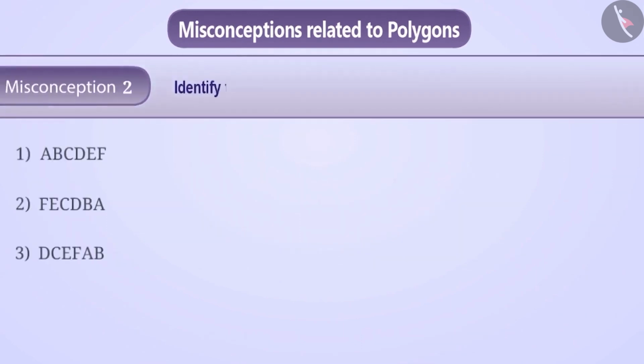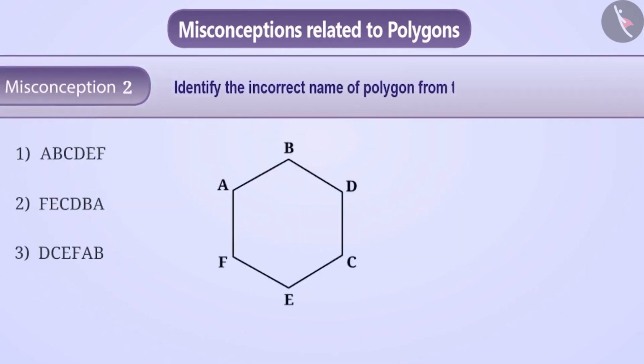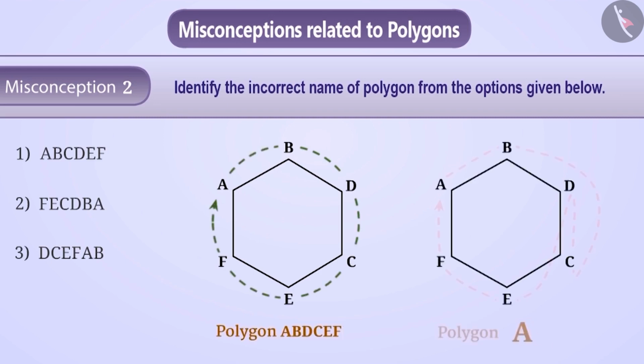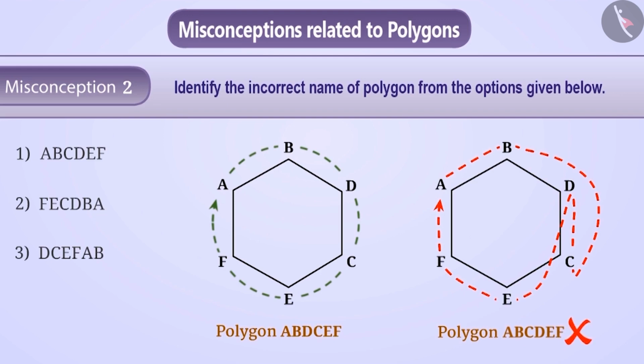Misconception 2. Identify the incorrect name of polygon from the options given below. Some students have a misconception that the name of the polygon can be identified by writing the letters of the vertices in any order. In the given figure, vertices are named from A to F. Students ignore the sequence in vertices and name the polygon as ABCDEF, which is a wrong name. Therefore, option 1 is the correct answer to the given question.